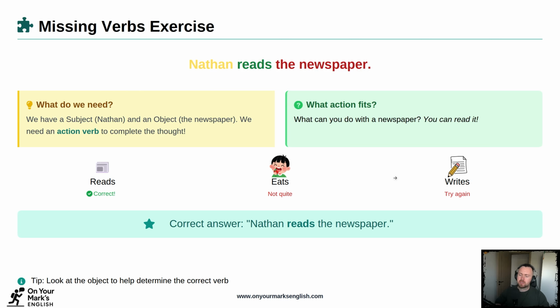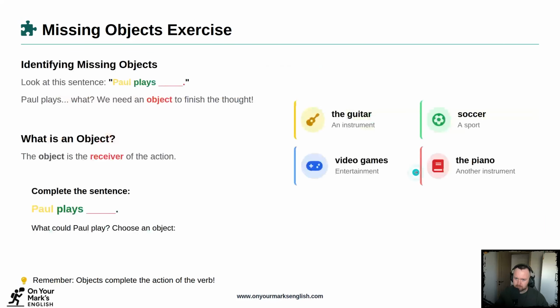Okay. Of course, the correct answer is Nathan reads the newspaper. Subject, verb, object. Nathan, our subject, verb, reads, our object, the newspaper. Yes, we can read a newspaper. You can also write a newspaper, but it's not very likely that Nathan has been writing newspapers. And I'm pretty sure he wasn't eating one. So, of course, the answer is Nathan reads the newspaper.